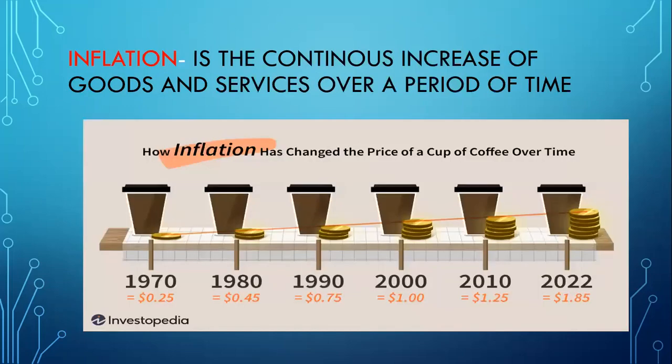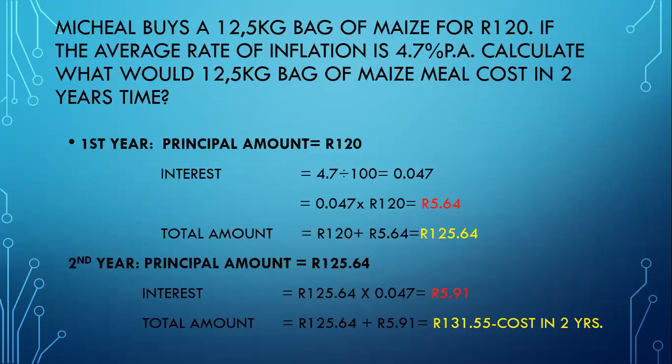Then the final concept is inflation. Inflation is the continuous increase of goods and services over a period of time. So the picture here shows the increase of the price of coffee over a period of time in US dollars. Then how do we calculate the inflation? We use the same method that we use when we calculate the compound interest. This is an example that shows how we can calculate the inflation.